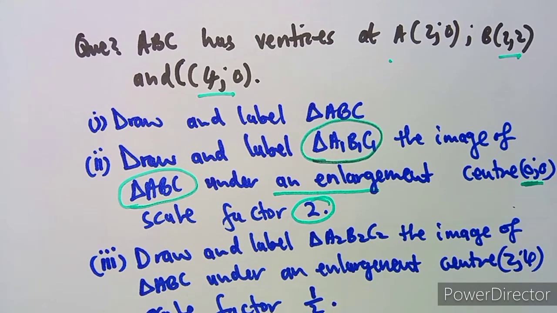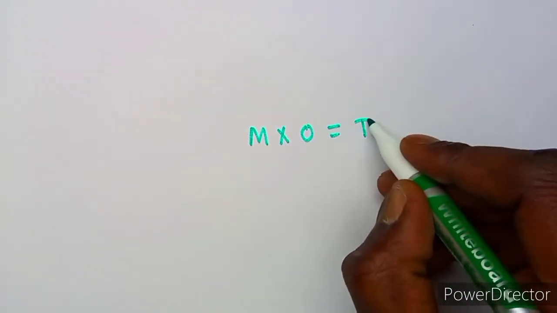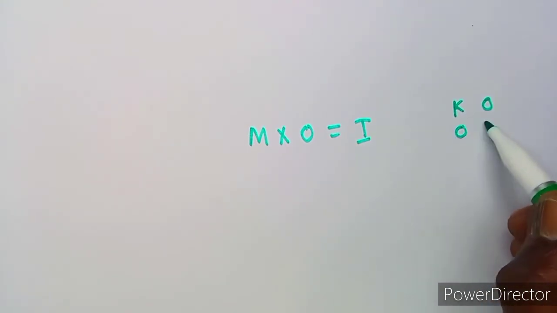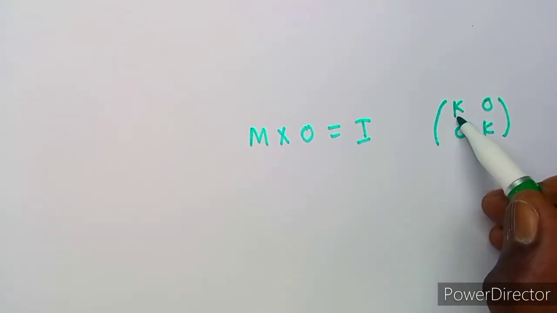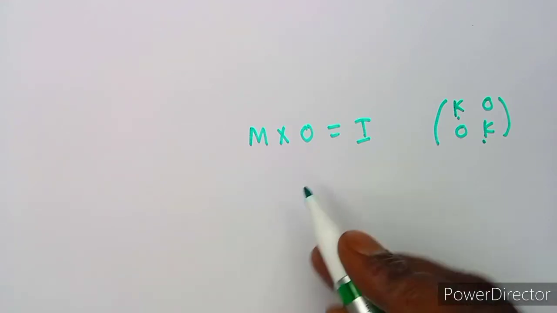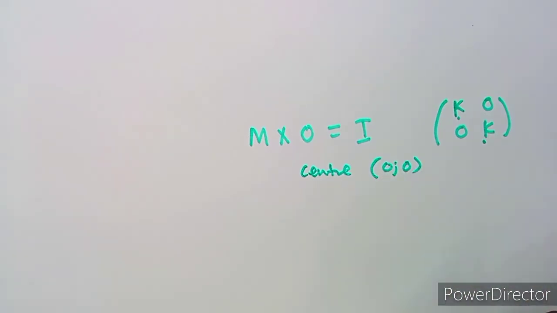Okay, when you are asked to draw the image, it is very, very best for you to use the matrix method. Why? Because I told you that whenever you are given a matrix, matrix times object always gives you the image. And from our notes we said the matrix for enlargement is (k 0, 0 k), where k is the scale factor. And you use this matrix directly when the center is (0, 0).